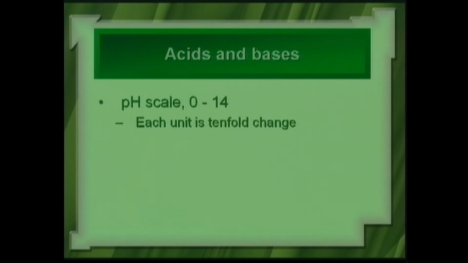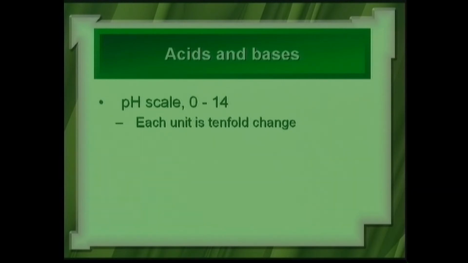Now, we just mentioned acids and bases. You might have heard of these before. The acids and bases can be qualified on the pH scale. The pH scale is read from pH 0 to pH 14. Each unit, so the difference between pH 1 and pH 0, is a 10 times change, so it's like a log scale.